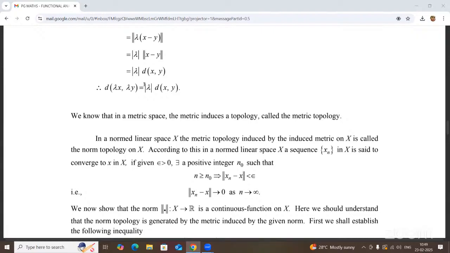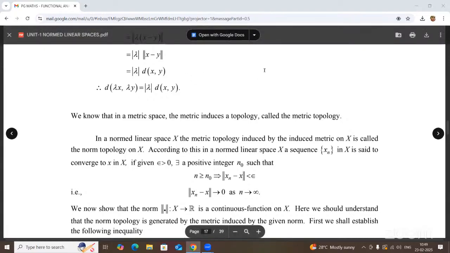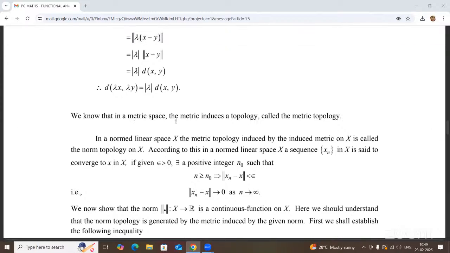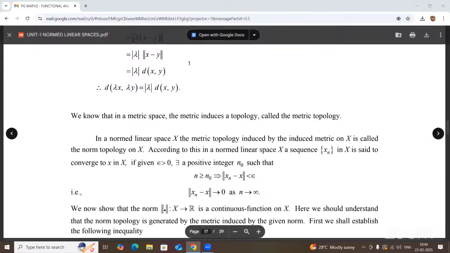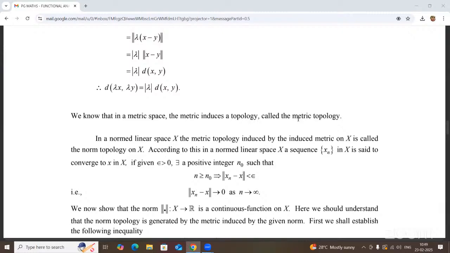Okay. Now this is the metric induced topology. We know that in a metric space, the metric induces a topology. When these conditions are satisfied, that is called the metric topology or induced metric topology. That is the simple notion.